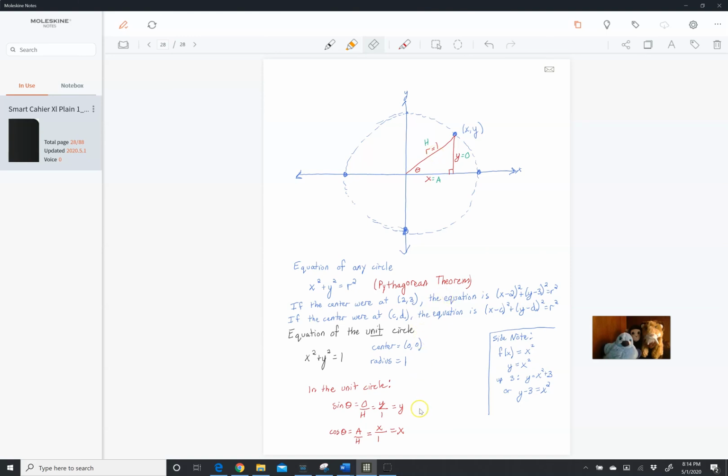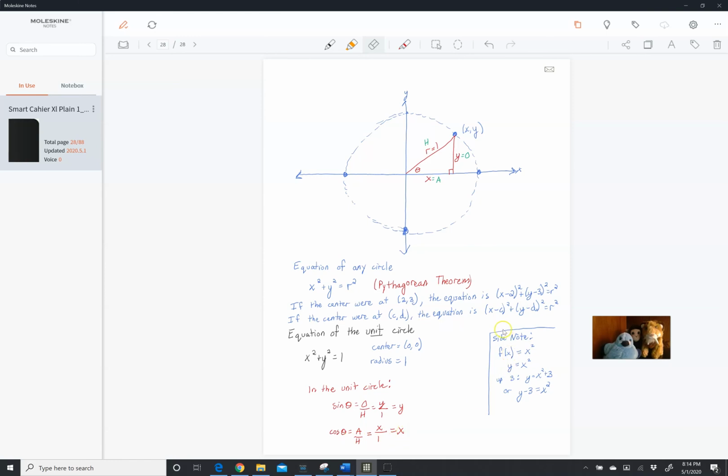Then we can also find the sine and the cosine of this angle here. So this angle is theta, and the sine is opposite over hypotenuse. So when we take this right triangle and we label the three sides, opposite, adjacent, and hypotenuse, the opposite side is y, and the hypotenuse side is 1. So the sine of theta is just equal to y. Now we can do the same thing for cosine. The adjacent side is x, the hypotenuse is 1, so the cosine of theta is x over 1, or just x. Okay, you'll see why that becomes important in a few minutes.